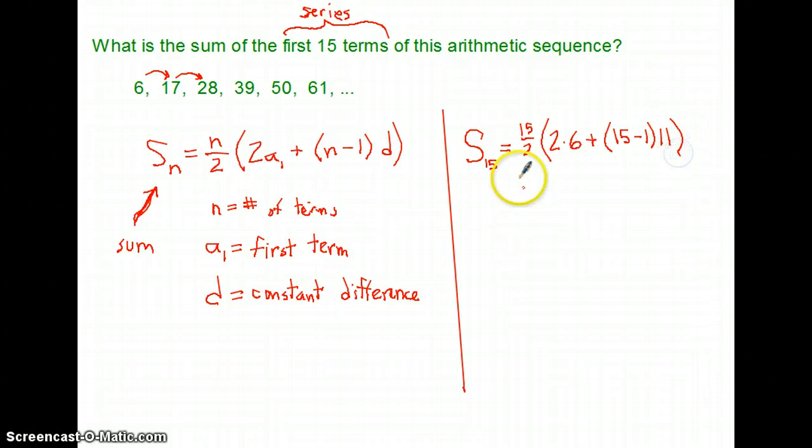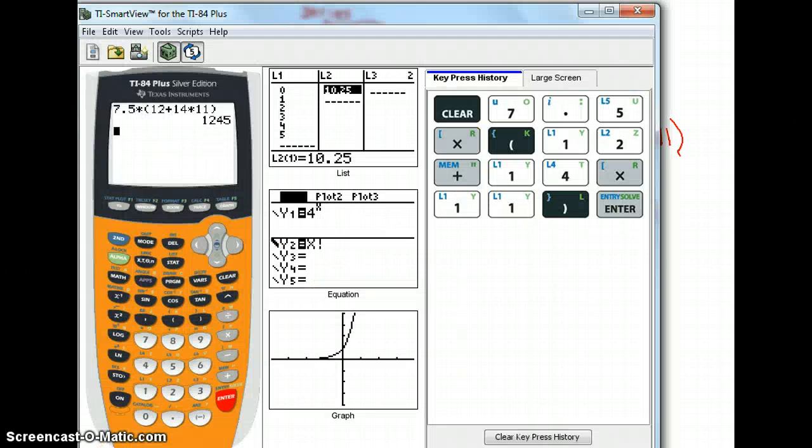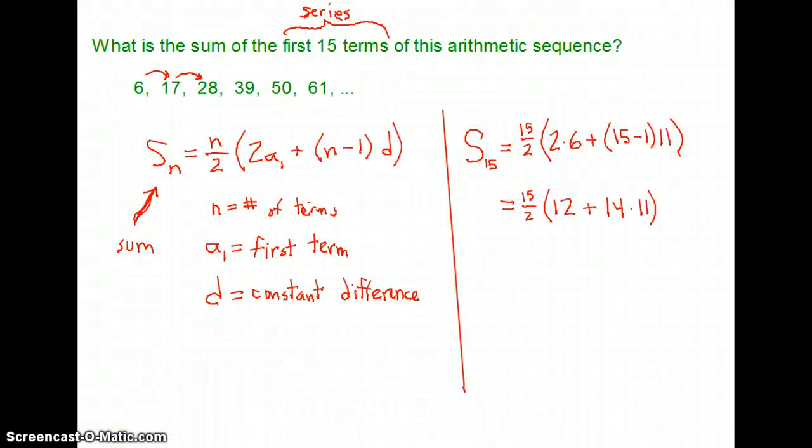Okay, it looks like calculator time, or just about calculator time. This is 15 halves times, well, I guess there's a little bit I can do by mental math here. 14 times 11, yeah, okay. Calculator city. Bam! So I did that on the calculator, and I got 1,245. And that is that.